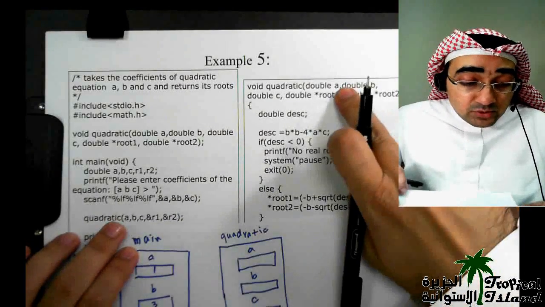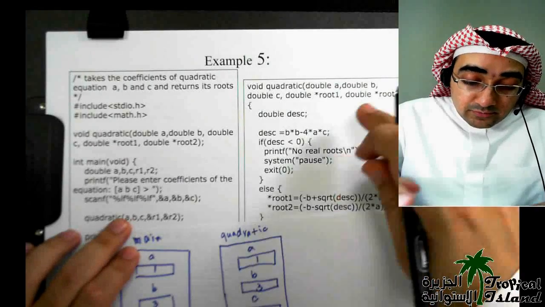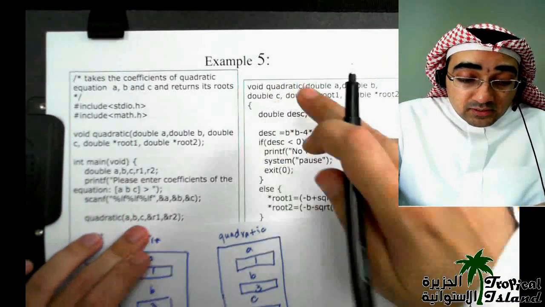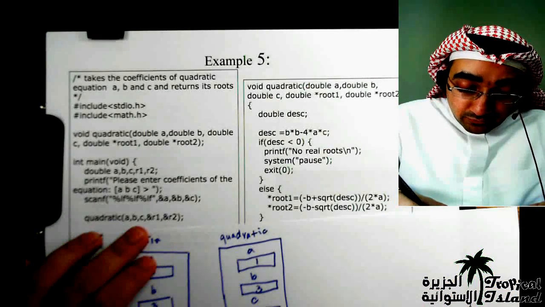Now we have to initialize it. A takes the value of A, which is 1, B takes the value of B, which is 3, C takes the value of C over here, so C here takes the value of C here, which is 4.